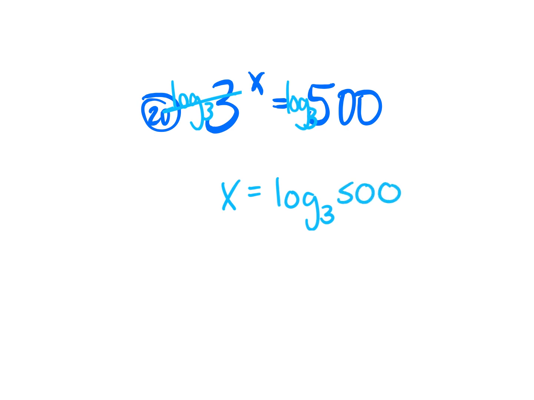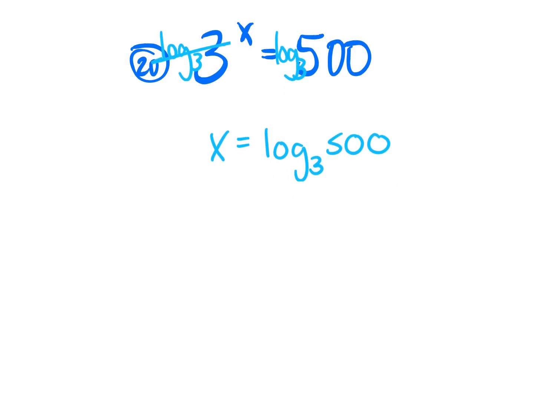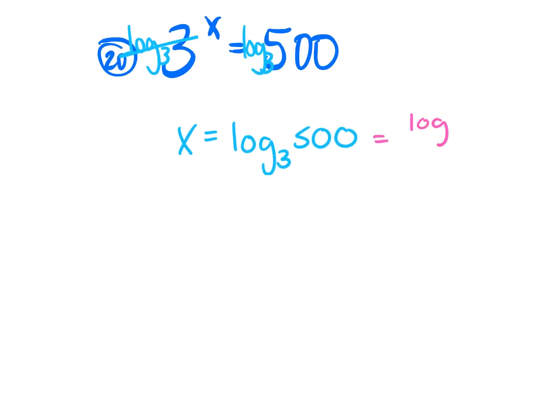Tomas, how would I put this in the calculator? Maya. Log of 500 over log of 3. Remember, the base goes on the bottom. So in the calculator, we put log of 500, close the parentheses, and divide it by log of 3. So x is equal to 5.657.